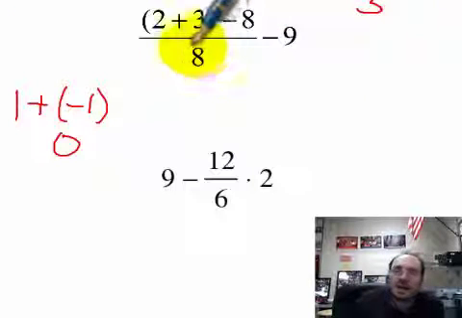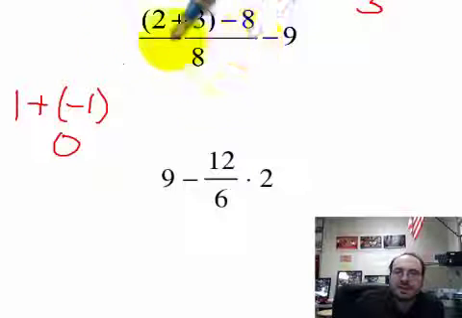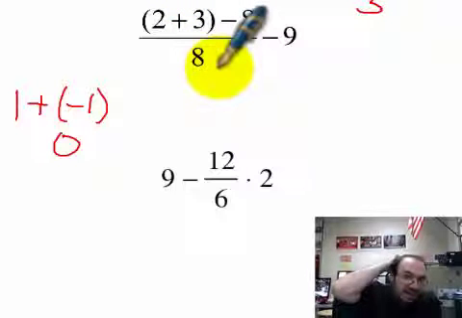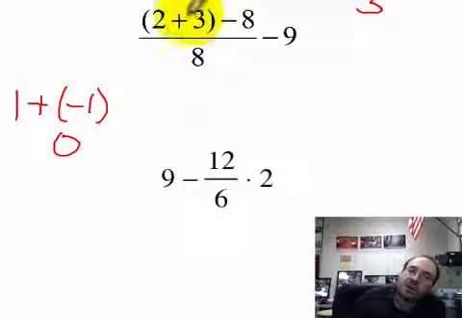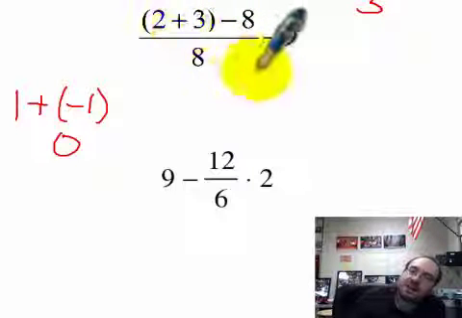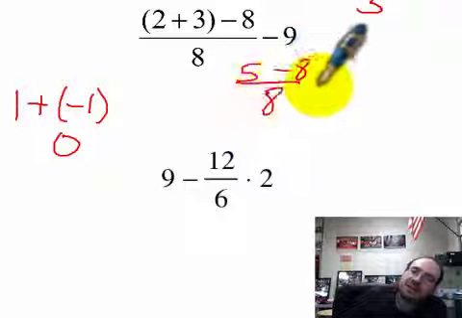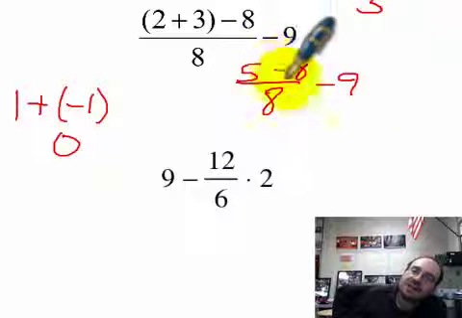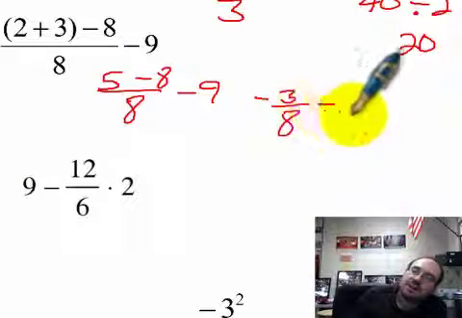Okay, next problem. Now, this line is actually a grouping symbol. So I have to group everything on top together before I do anything with the 8, which is kind of interesting, actually. So I have 2 plus 3 minus 8. I do the 2 plus 3 first. I get 5 minus 8 over 8. And then 5 minus 8 is negative 3 over 8 minus 9.